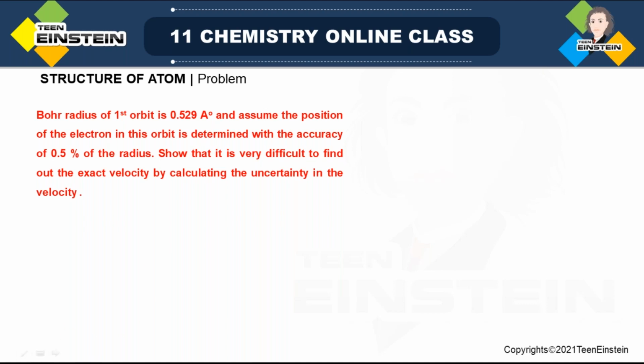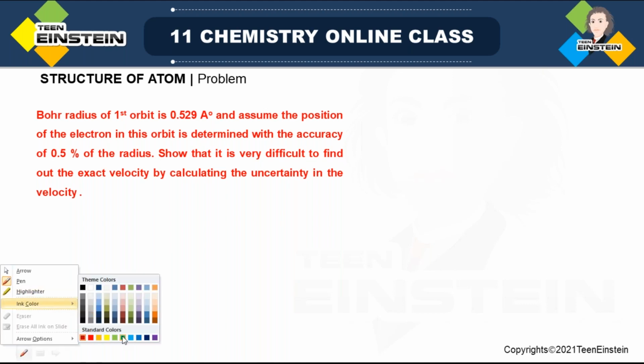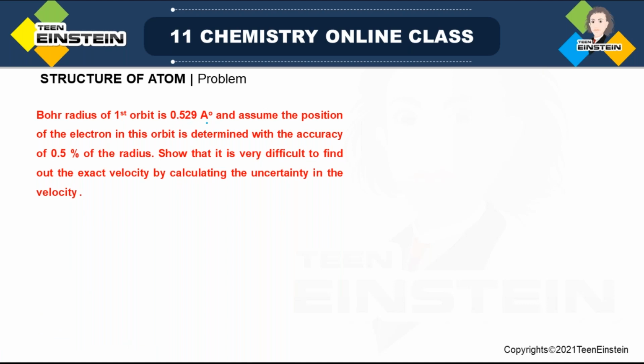Bohr radius of first orbit, we know this value, though it is given here. Assume the position of the electron in this orbit, that is the first orbit, is determined with an accuracy of 0.5% of the radius. Radius is given, and the accuracy level is 0.5% of this radius. Show that it is very difficult to find out the exact velocity by calculating the uncertainty in the velocity.